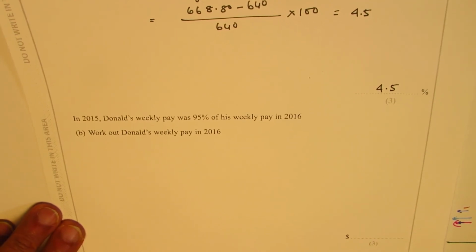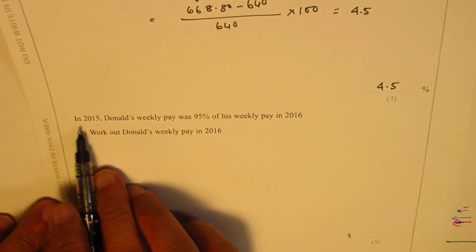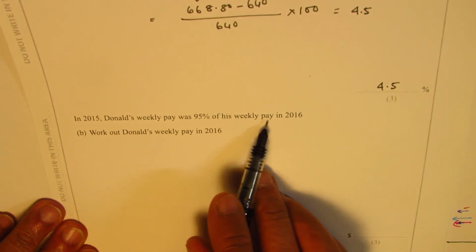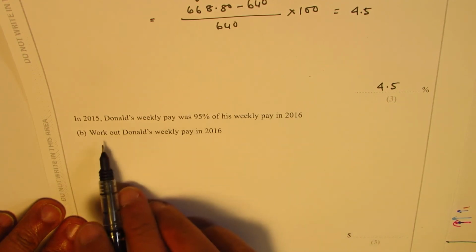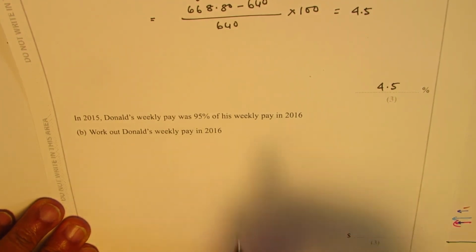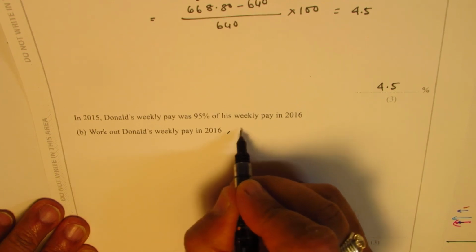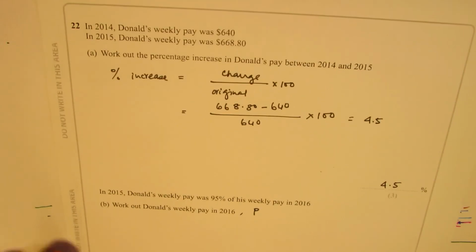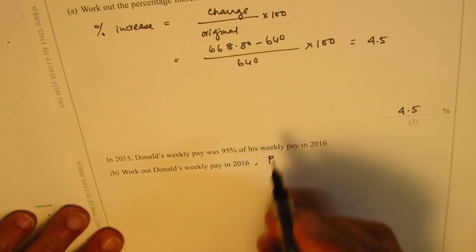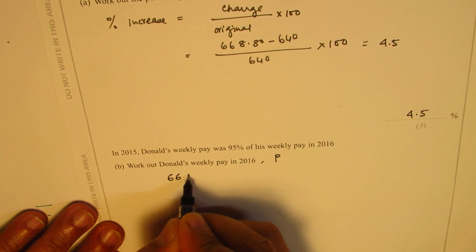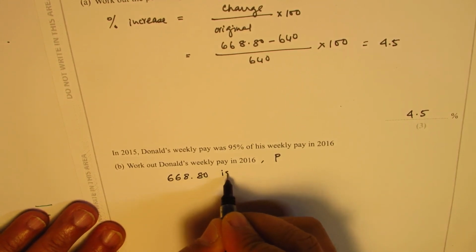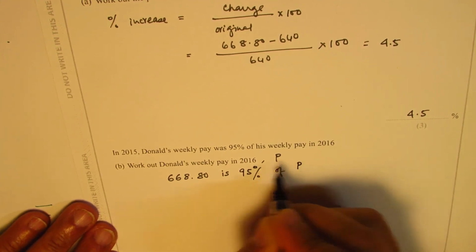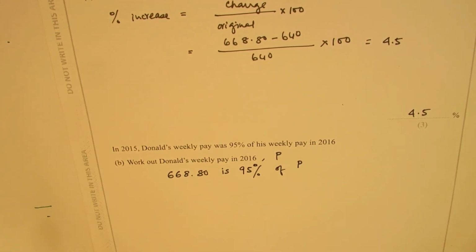Now part B, next part is, in 2015, Donald's weekly pay was 95% of his weekly pay in 2016. Work out Donald's weekly pay in 2016. So let in 2016 the pay be P, right? Now it says in 2015 the pay was actually 668.80. So what they are saying is 668.80 is 95% of the pay in 2016. Is that clear to you?